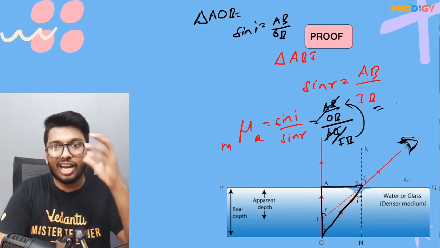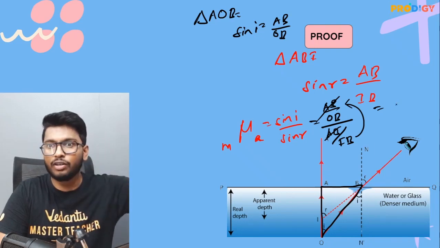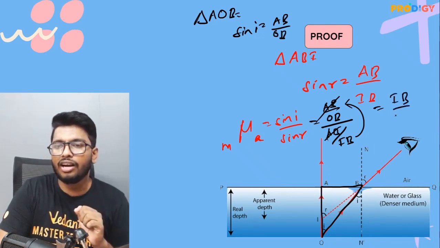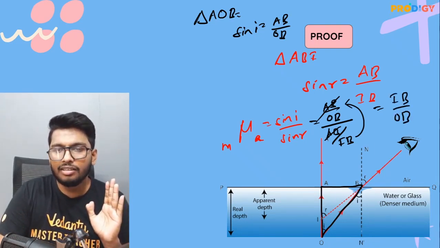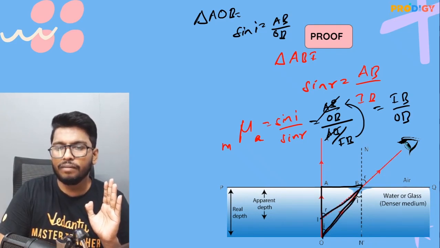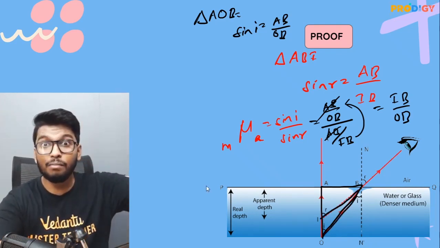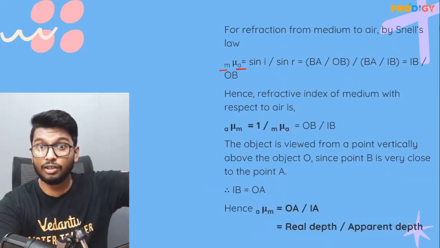So you can say that the refractive index of A, that is air, with respect to the medium is IB divided by OB. IB, that is nothing but this distance, divided by OB. Simple. That's how I'm getting that the refractive index of air with respect to the medium is IB divided by OB.